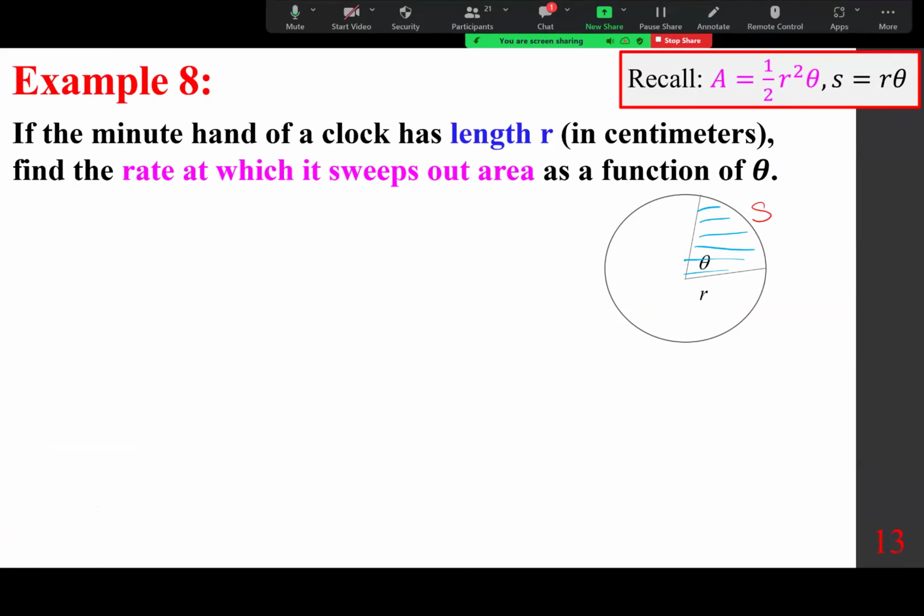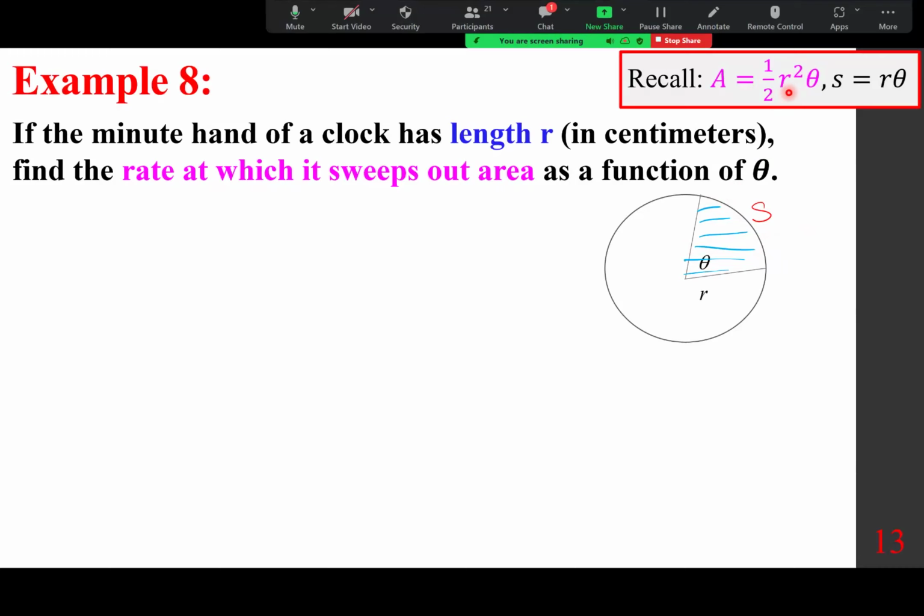I hope you remember that from trigonometry, pre-calculus, you know. So I'm reminding you that this arc has arc length. This is called the arc length, r theta, and this sector wedge has this area half of r squared theta.